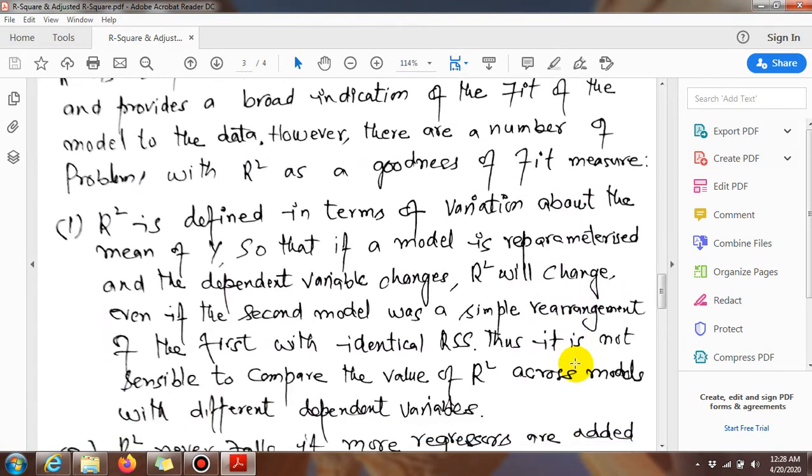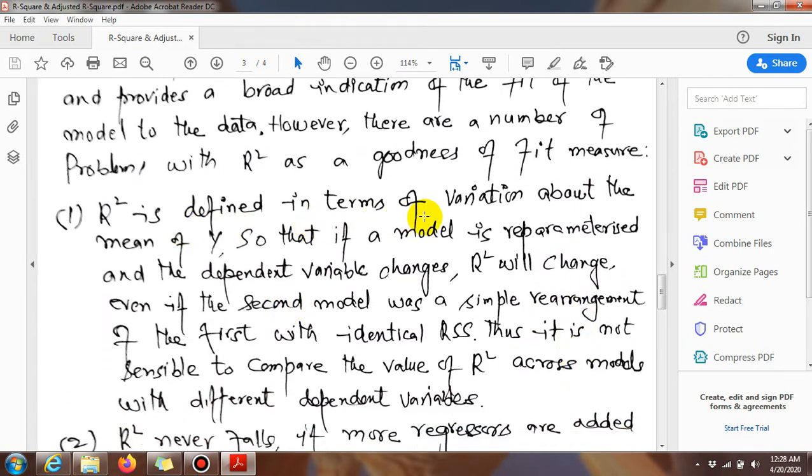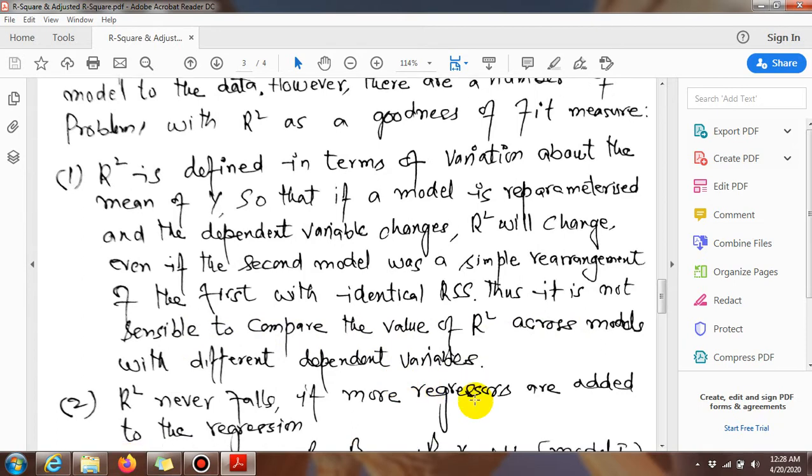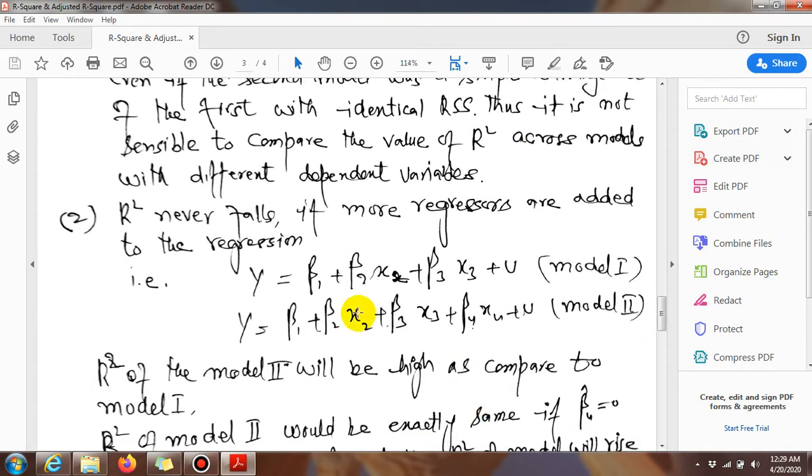So the first one is that R square is defined in terms of variation about the mean of y. So if a model is reparameterized and the dependent variable changes, R square will change, even if the second model was a simple rearrangement of the first with the identical RSS. Thus, it is not sensible to compare the value of R square across models with different dependent variables. Okay, R square never falls, so keep it in mind.